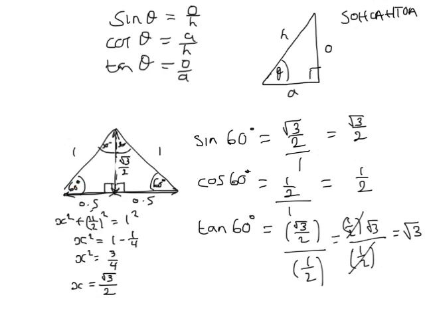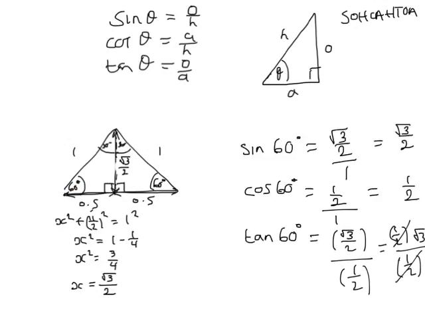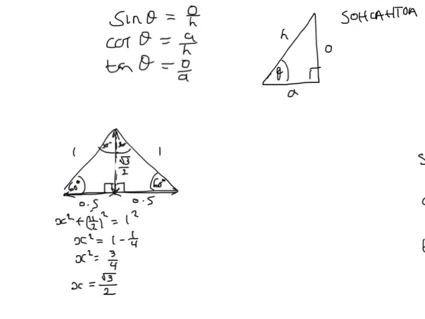Now we can do the same thing with the angle of 30 degrees as well, and when we do that, let's just move this to the side. We're looking at this 30 degrees here. So our opposite side is a half, our adjacent side is root 3 over 2. We can say that sine 30 is opposite, which is a half, divided by our hypotenuse, which is 1. So sine 30 degrees is equal to a half.